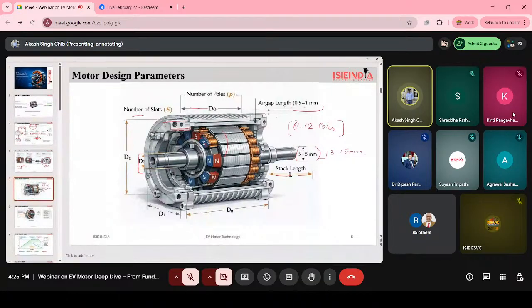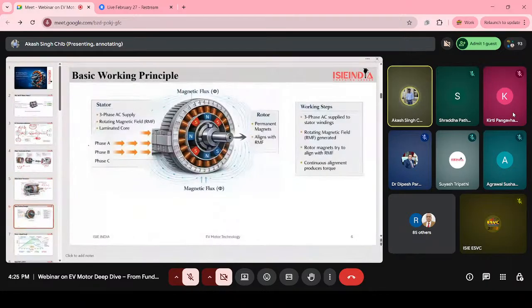And there are some more parameters. The electromagnetic parameters are also there, mechanical parameters are also there, and some thermal parameters also depend on the motor design. Now let's see the basic working principle. This is the basic working principle of a three-phase motor.